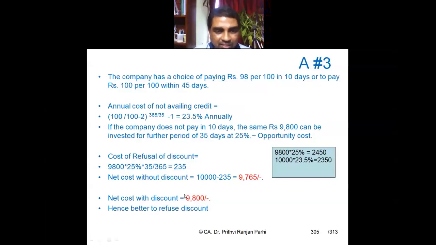Net cost with the discount is 9,800. Without discount it is 9,765. So it is better to refuse the discount. I will request you to go through these questions and solutions again. I am not discussing it in detail. Go through it, try to understand it.